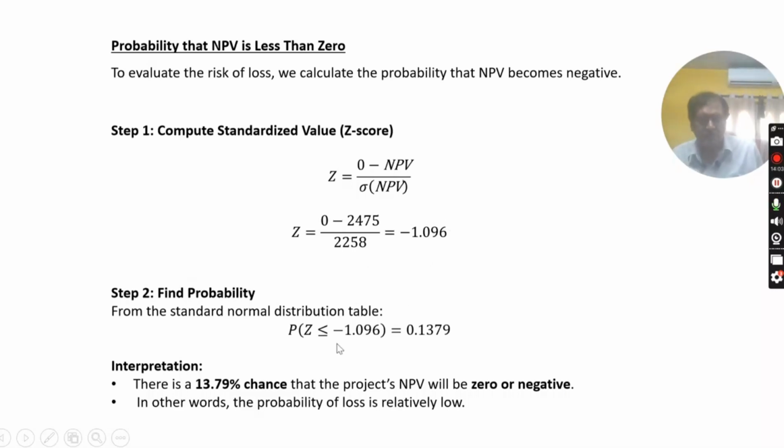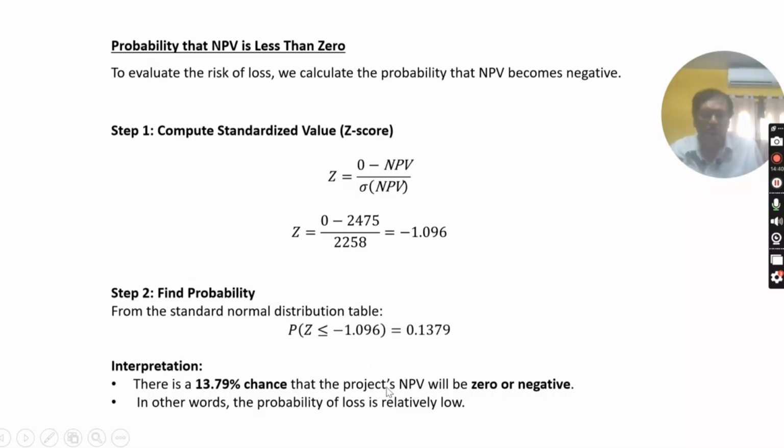Z value is this. That means up to this, and you can check the normal probability distribution curve, and from that you will get this value. We will discuss in another video how to find it through graph paper. The cumulative probability up to 0, below 0, is this, that is 13.79%.